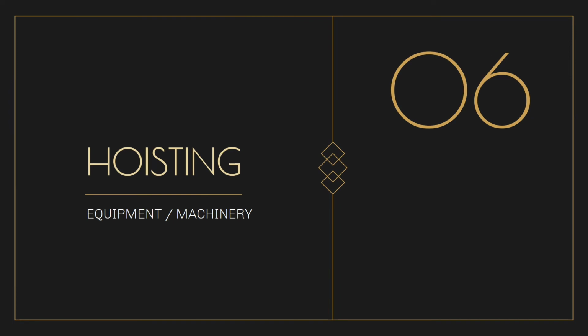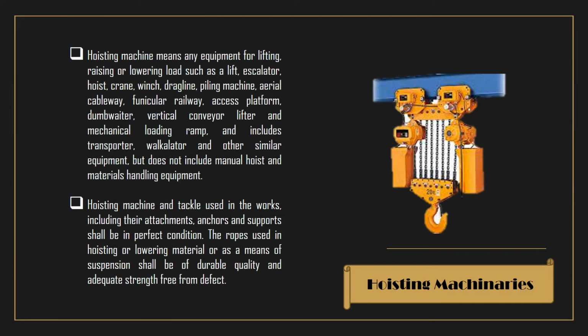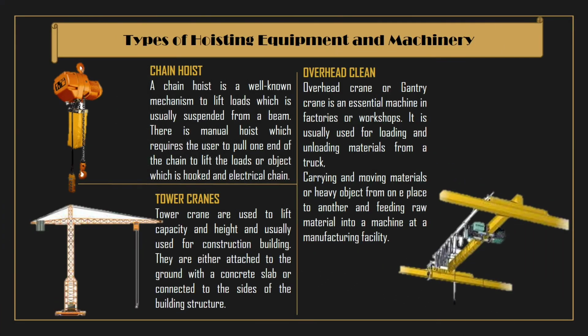Hoisting equipment or machinery. Hoisting machines and tackle used in the works, including their attachment, anchors and support, shall be in perfect condition. Types of hoisting equipment and machinery. The first one is the chain hoist. It is a well-known mechanism to lift loads, which is usually suspended from a beam. The second one is tower cranes. They are used for their lifting capacity and height and are usually used for construction of buildings. The third one is the overhead crane. An overhead crane or gantry crane is an essential machine in factories or workshops.